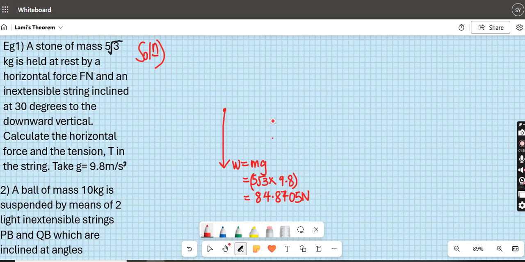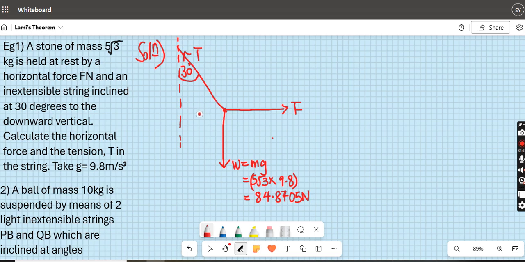Then we are told that it's held at rest by a horizontal force. So let's draw our horizontal force, F, and an inextensible string inclined at 30 degrees to the downward vertical. So there's an inextensible string inclined at 30 degrees to the downward vertical. So this will be the tension in the string.